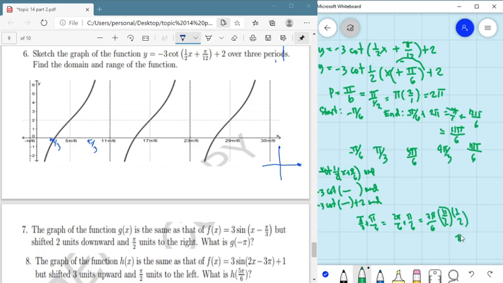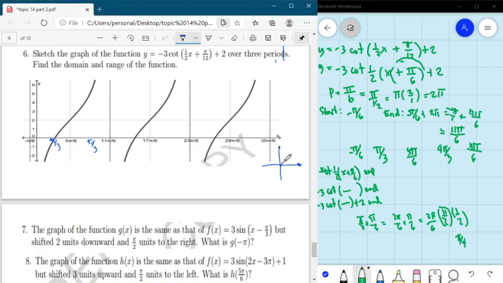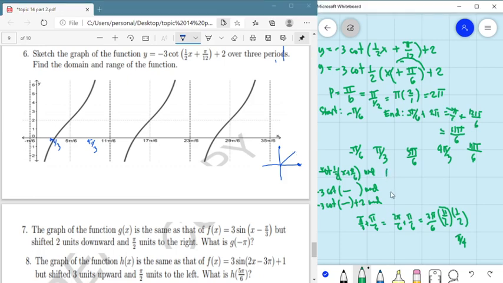So, at pi over 4, your cotangent there is cosine over sine, so square root of 2 over 2, all over square root of 2 over 2, which is 1. Okay, so 1 times negative 3, so the answer is negative 3, plus 2, so the answer is negative 1. Okay.